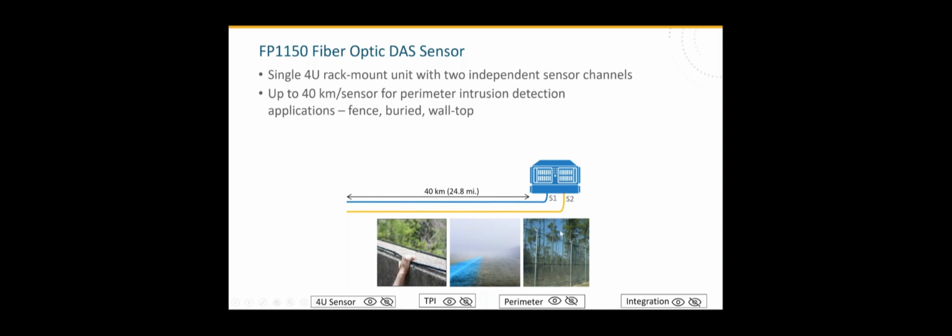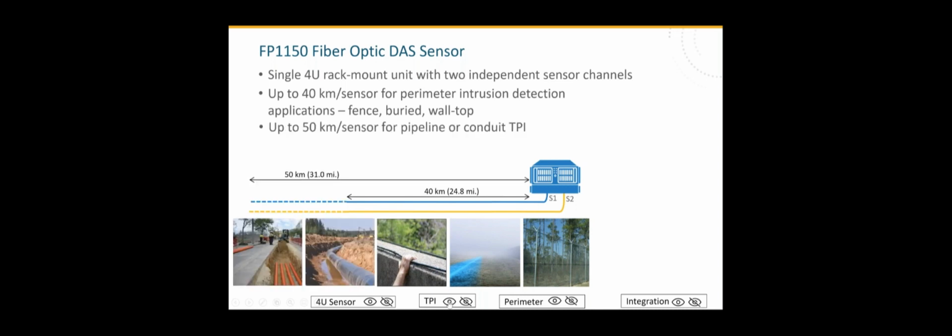For your core classic perimeter detection applications of fence, buried, because we can put this fiber in the ground and detect people walking over it, or wall top applications, where we can put the fiber at the top of the wall, up to 40 kilometers in that scenario. Now, for what we generalize as TPI, which can be either for pipeline applications or data conduit monitoring applications, we can go up to 50 kilometers with the same unit.